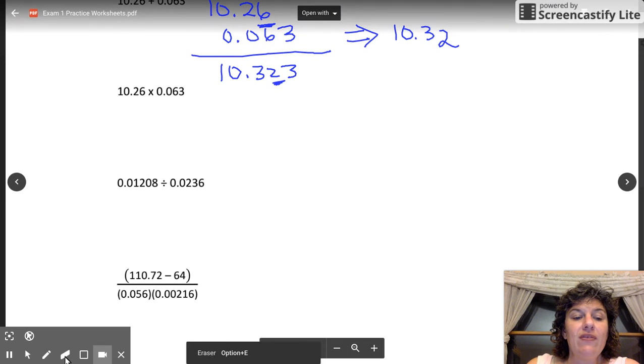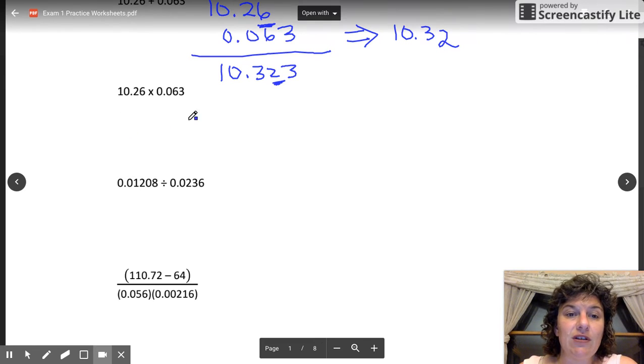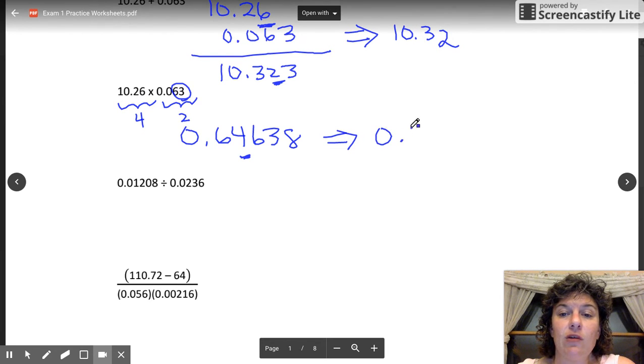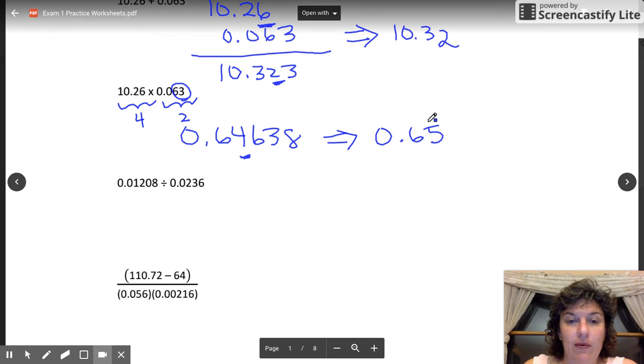Okay, so now we have the same problem but with multiplication. So we have 10.26 times 0.063, and our calculator answer is 0.64638. So over here we have 4 significant figures, and over here we have only 2 significant figures. These guys are the only ones that are significant. So we can only keep 2 significant figures in our answer. So we get to round this down to 0.65. So that is our final answer for that one.